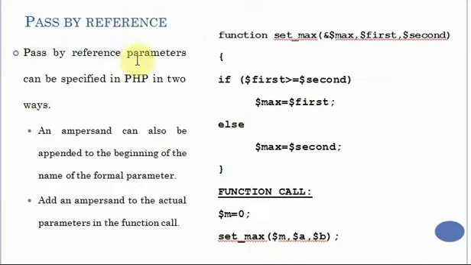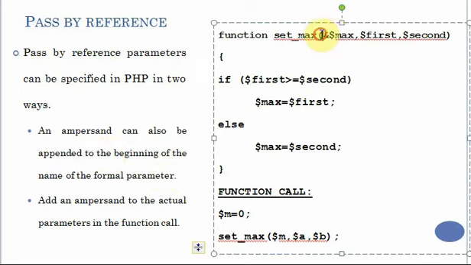Similarly, next one is pass by reference. In this case you're passing the address, and this can be specified in two ways. An ampersand can be appended to the beginning of the name of the formal parameter, where the formal parameter is the one present in your function definition. Or add an ampersand to the actual parameter in the function call. So the ampersand can be added either here or in the function call. In this particular example the ampersand is added at the beginning of the name of the formal parameter.